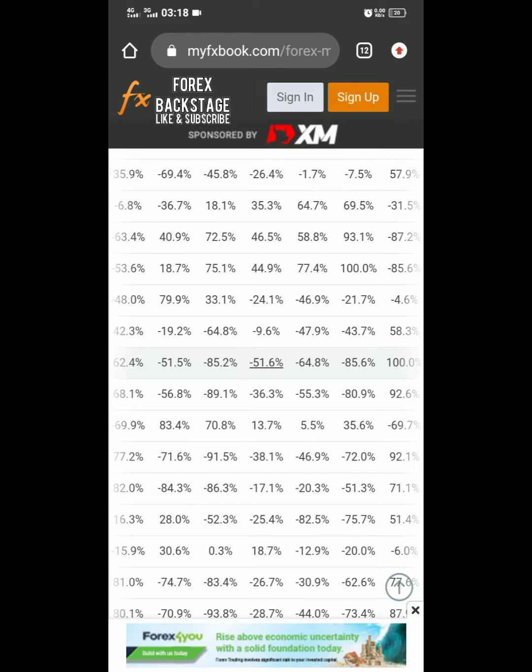So if I'm buying and it's above 50, so it's quite strong. So if I'm buying GBPJPY, I should be looking to sell USDCAD, and vice versa. So that's how we check correlation in forex.